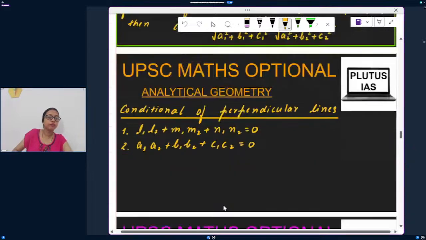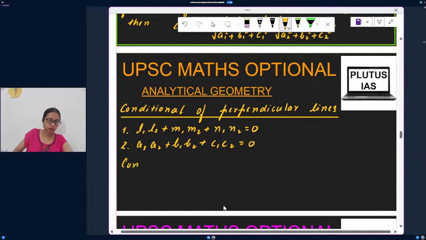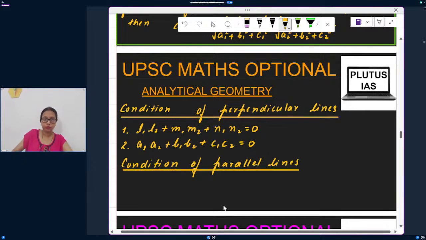Condition of parallel lines. In parallel lines, cos 0. Cos 0 is 1.